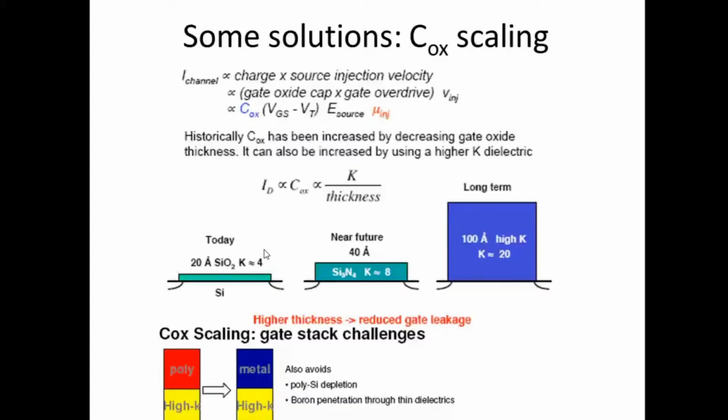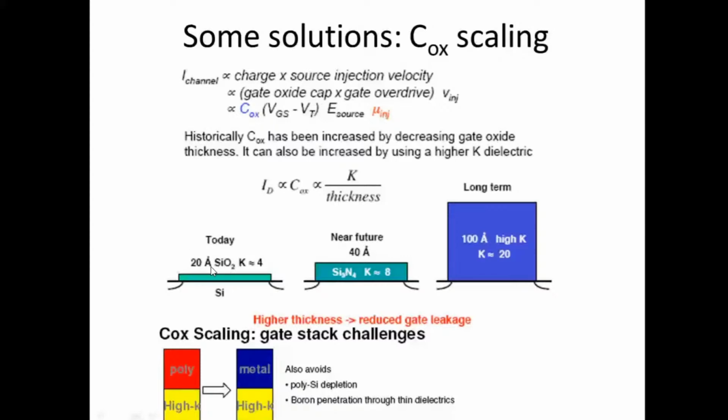Now the channel current is proportional to the oxide capacitance multiplied by VGS minus VT, multiplied by the electric field at the source, multiplied by the mobility of the carriers at the source when they are getting injected into the channel. Historically, the oxide capacitance has been increased by decreasing the gate oxide thickness. It can also be increased by using a higher K dielectric. The drain current is proportional to the oxide capacitance, which in turn is proportional to the dielectric constant K divided by the thickness. All the scaling has been focused on reducing the thickness of the gate dielectric. Now for smaller MOSFETs, the focus is on increasing the dielectric constant K.